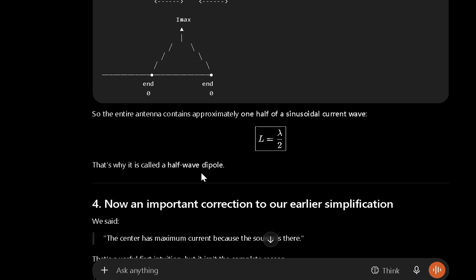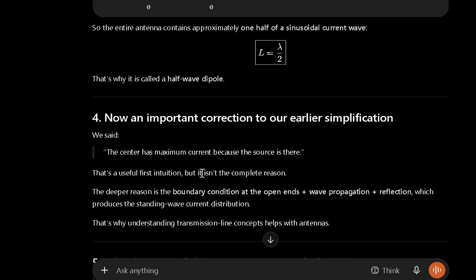Lambda means wavelength. The antenna is designed in relation to the wavelength: half of the wavelength is the total antenna size, and each of the two wires is lambda by 4, a quarter of the wavelength. It is designed like that.